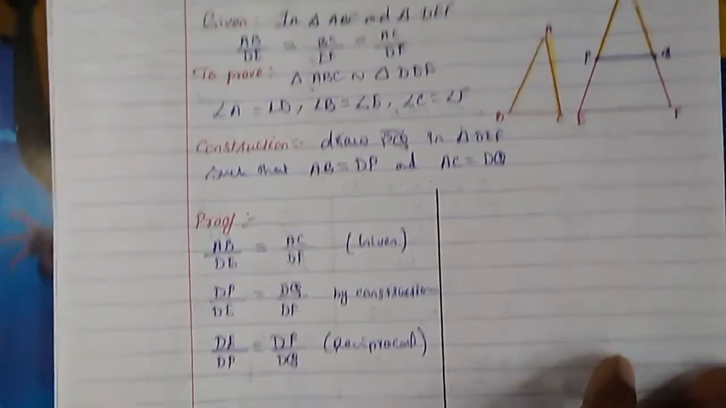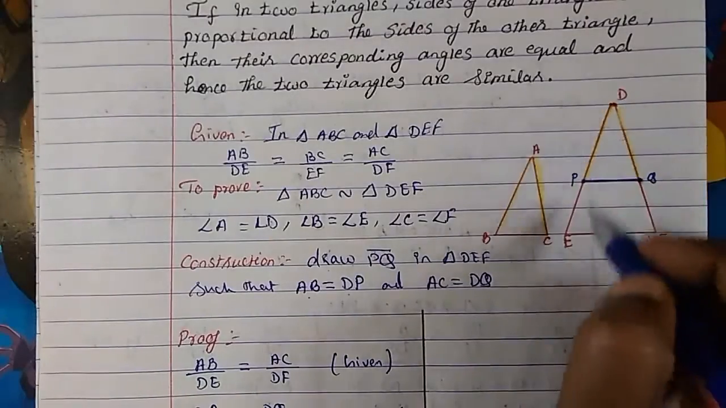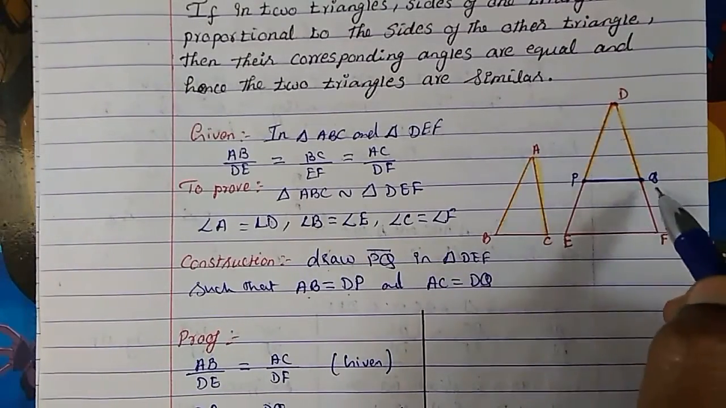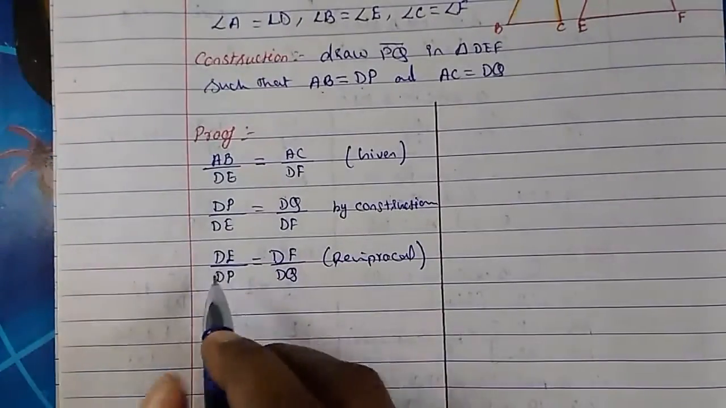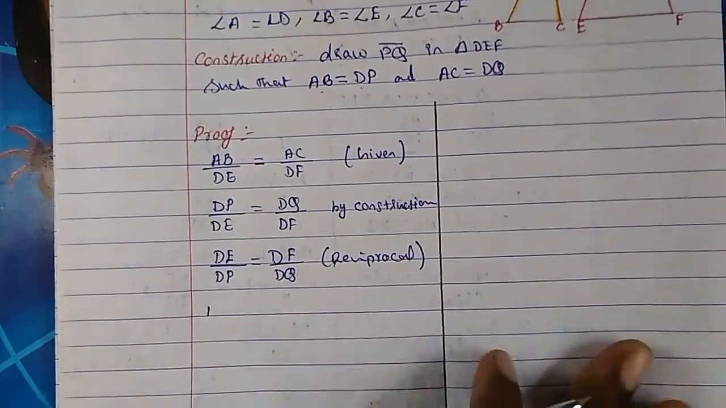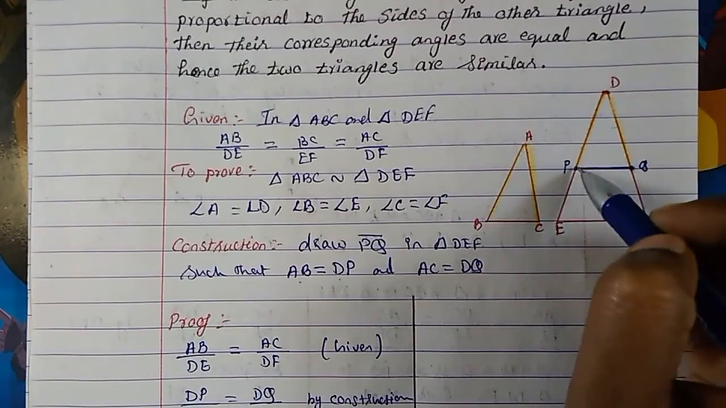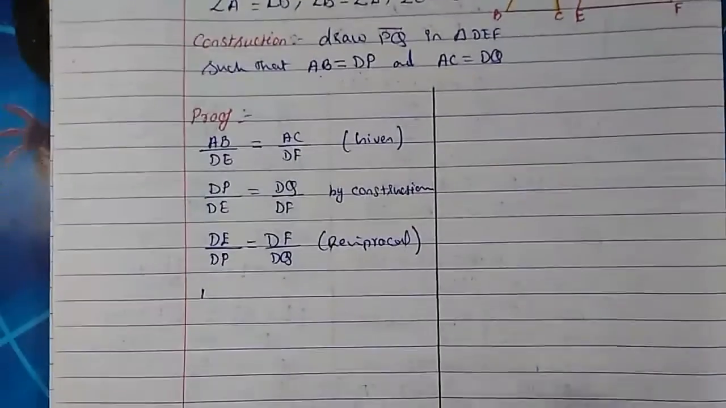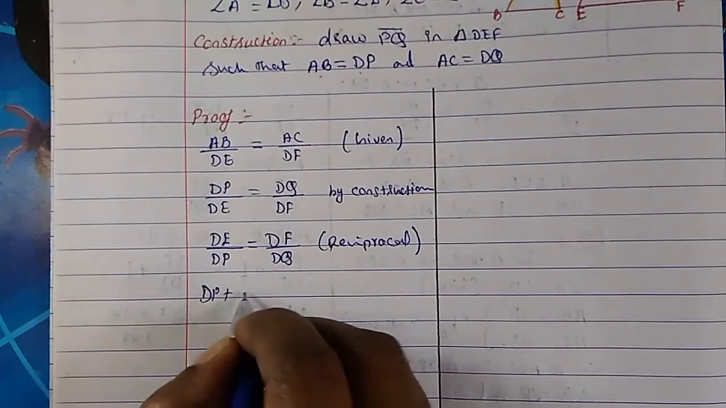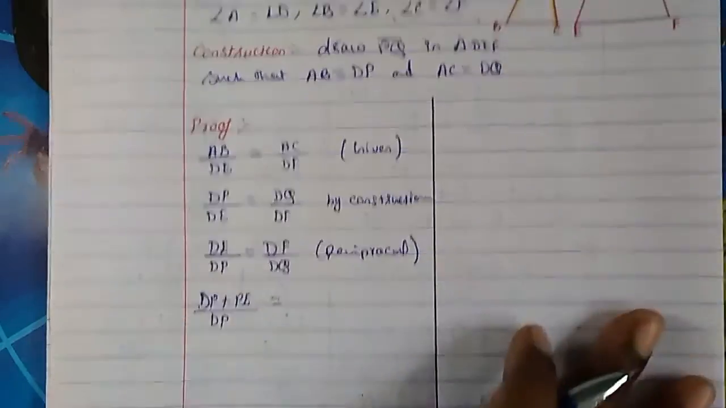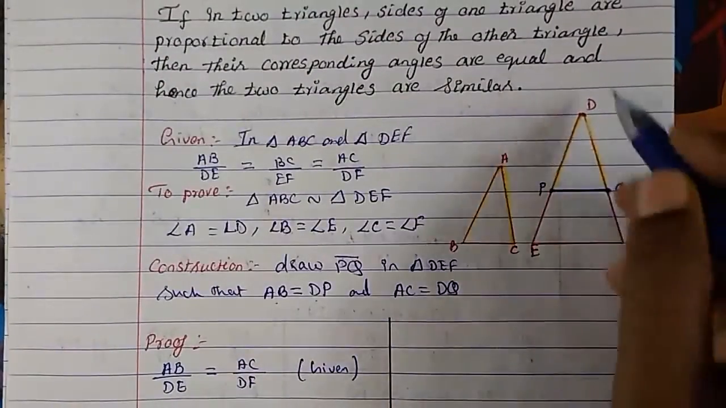So when we wrote down the reciprocal, what did we get now? DE upon DP, then DF upon DQ. Now DE can be written as, DE means the whole side, so this can be written as DP plus PE upon DP. In the same way, DF is the whole line, so DQ plus QF.